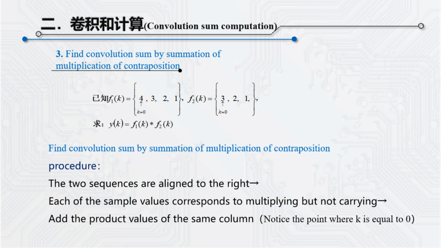Now let's introduce the third method, the method of multiplication and summation with alignment. The main steps of the method are as follows. First, the two sequences are aligned to the right. Then multiply the sample values one by one without carry. Finally, add the values in the same column. So notice where we start. Let's take f1 of k and f2 of k as examples.